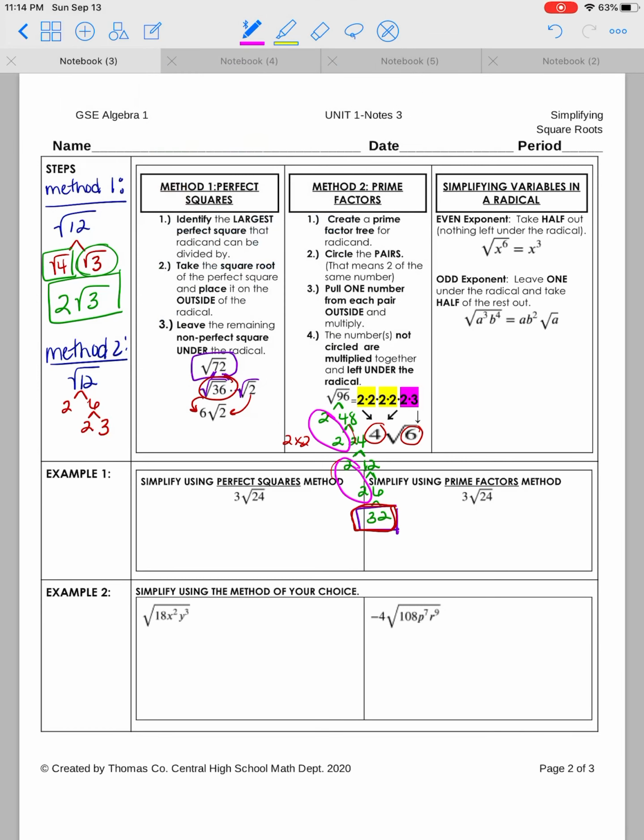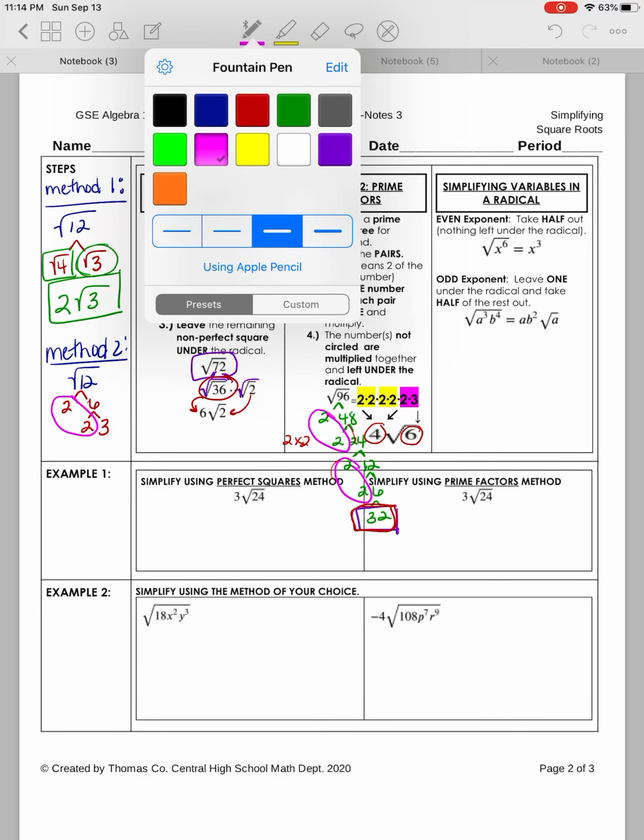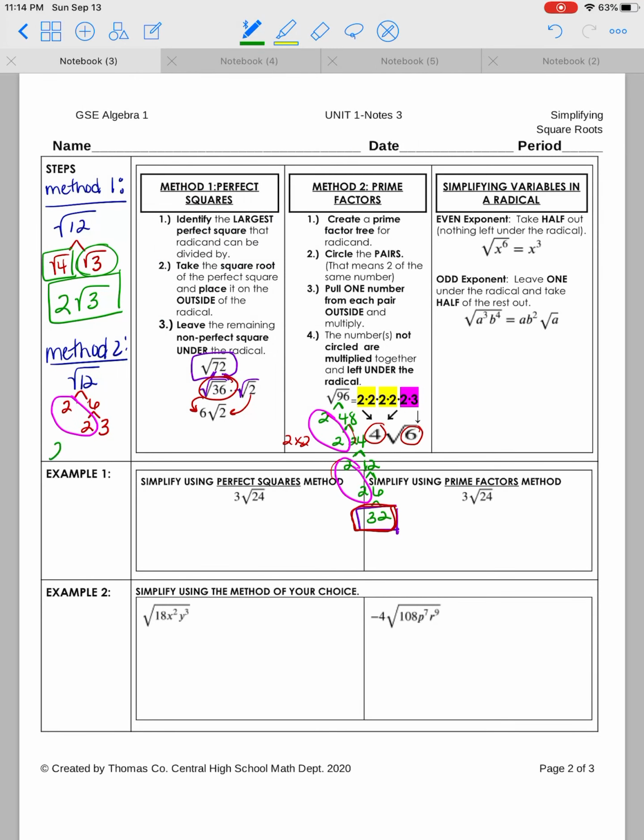So I'm going to look, do I have a pair? I do have a pair. I have a pair of 2's. So I'm going to take one of those out. I don't have any other pairs, so I don't have to worry about multiplying them. So that's going to be 2. And then whatever was left over goes under the radical, square root of 3. So it doesn't matter which method you use, you're still going to get the same thing.